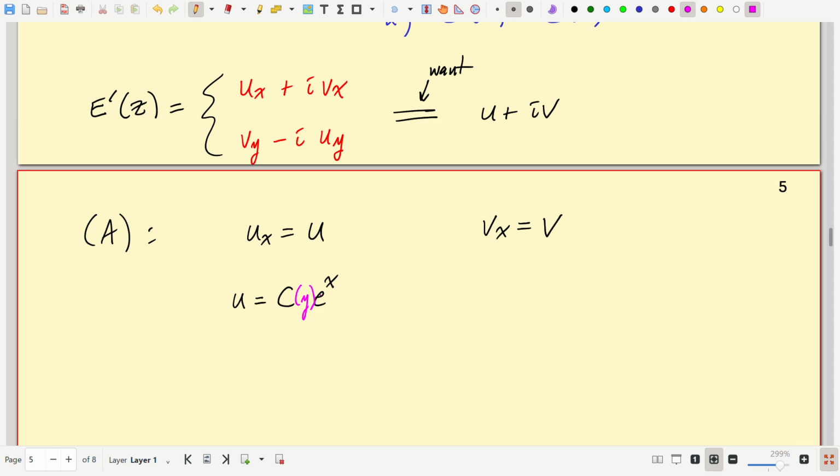And in fact, using a very similar argument to my demonstration last time, that if first partials are 0, then the thing is a function of the other variable, you can use that here to see exactly that. I won't dwell on it. Okay, so that equation is going to give me that fact. This equation is going to give me v is a constant times also e to the x. But that constant might depend on the parameter y.